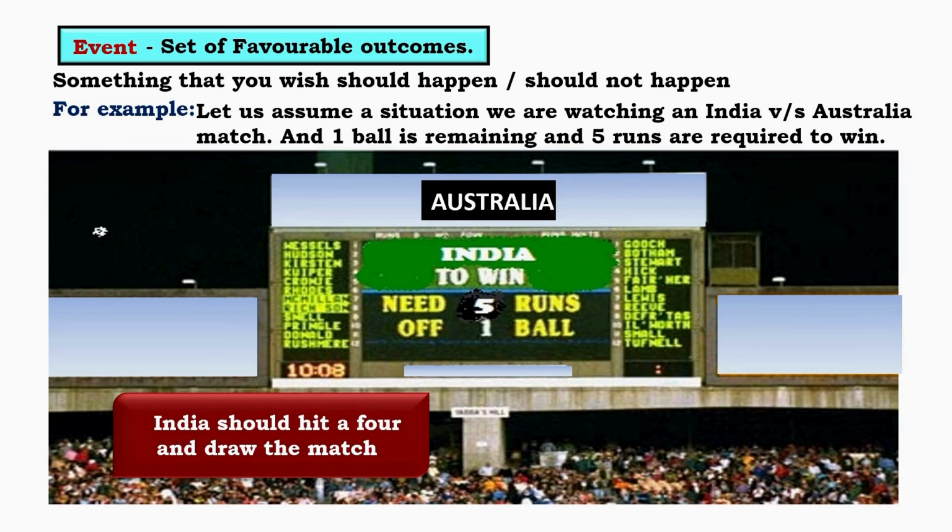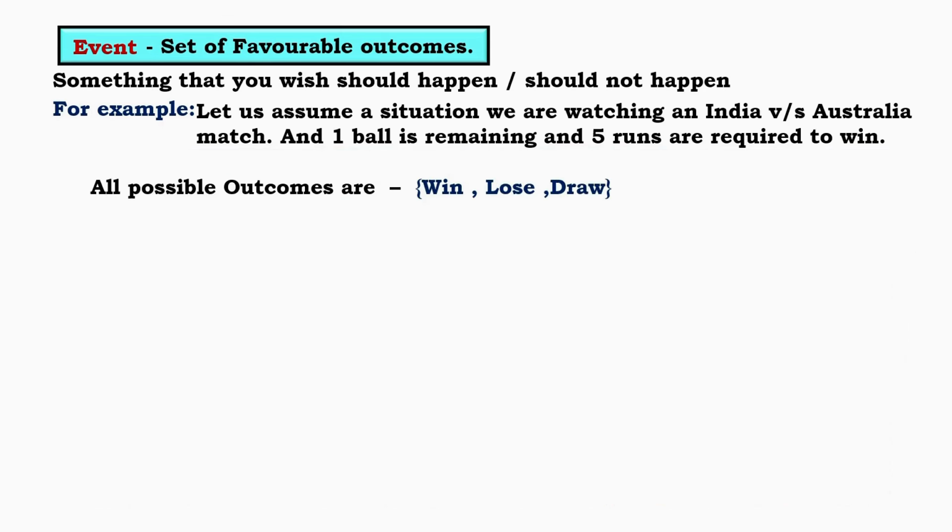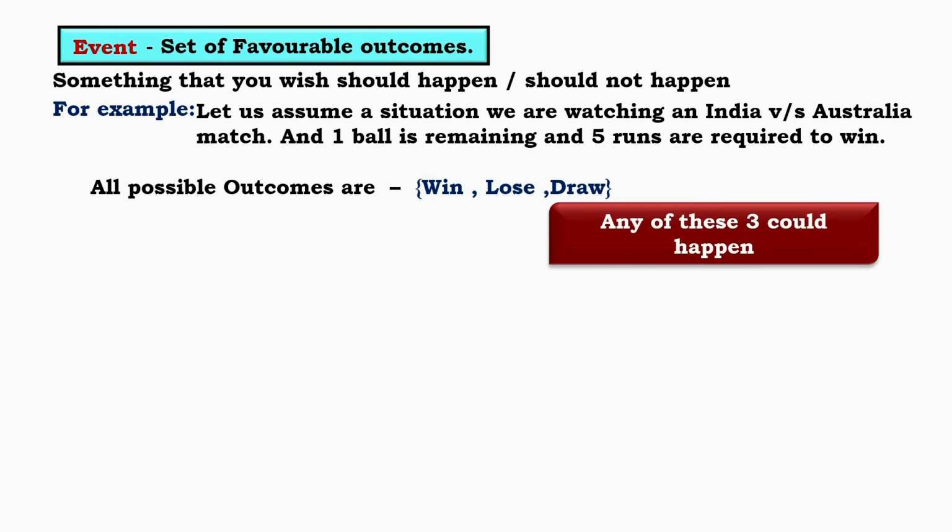So here, what are the favorable conditions for India? That is either draw the game or win the game. But what are the possible outcomes? It can happen that India will lose, win, or draw. So these are the three possible outcomes: win, lose, and draw. Any of these three could happen, right?